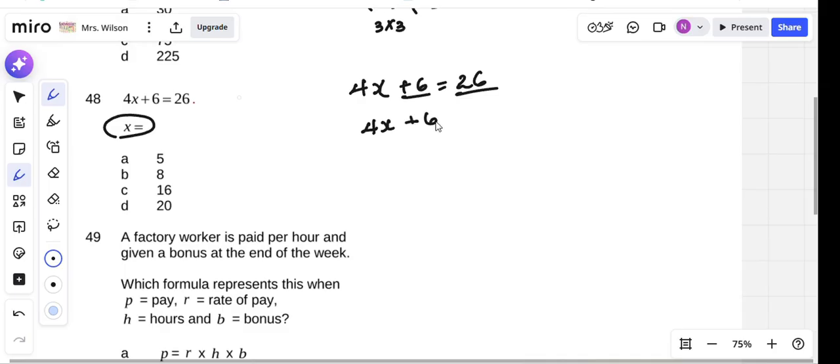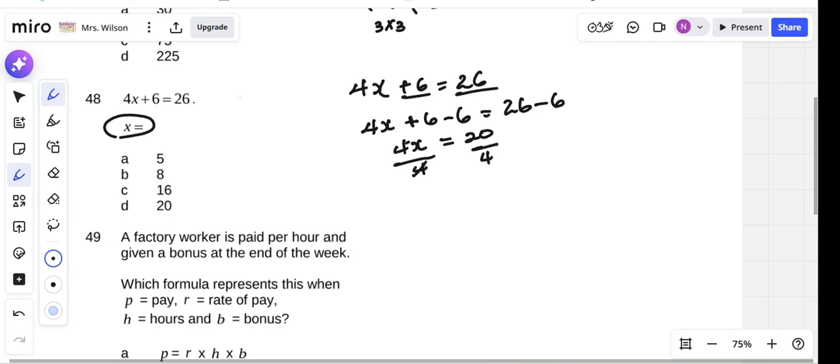So that's positive 6 minus 6, and it must be equal to 26 minus 6, because whatever I do to one side, I have to do it to the other. The left hand side, whatever I do on the left hand side, I must do it to the right hand side. So 4x, because 6 minus 6 is 0, is now going to be equal to 20. Again, I'm working to get x by itself. 4x is joined together using multiplication. In order for me to separate them, I'm going to have to use division. So I'm going to divide both sides by 4.